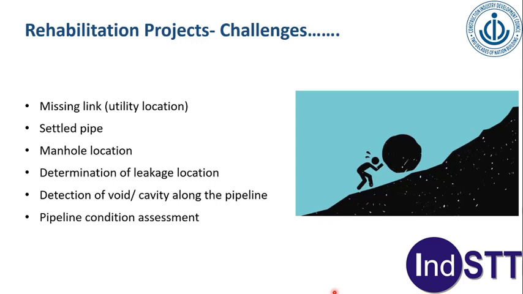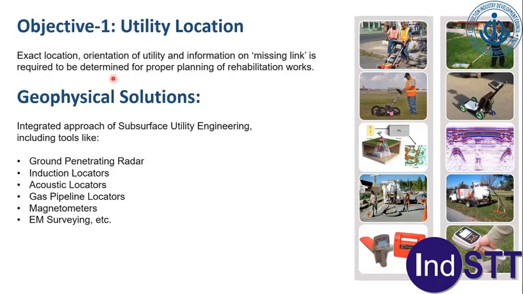So first is utility location, finding out where a particular utility is. The exact location, orientation of the utility, and information on the missing link are required to be determined for proper planning of rehabilitation works. For that, there are geophysical solutions, an integrated approach of subsurface utility engineering, including tools like GPR, induction locators, acoustic locators, gas pipeline locators, magnetometers, EM surveying, etc. There are a number of tools and a very well-defined protocol of subsurface utility engineering which can be used to find the exact location and orientation of utilities for any of these projects.